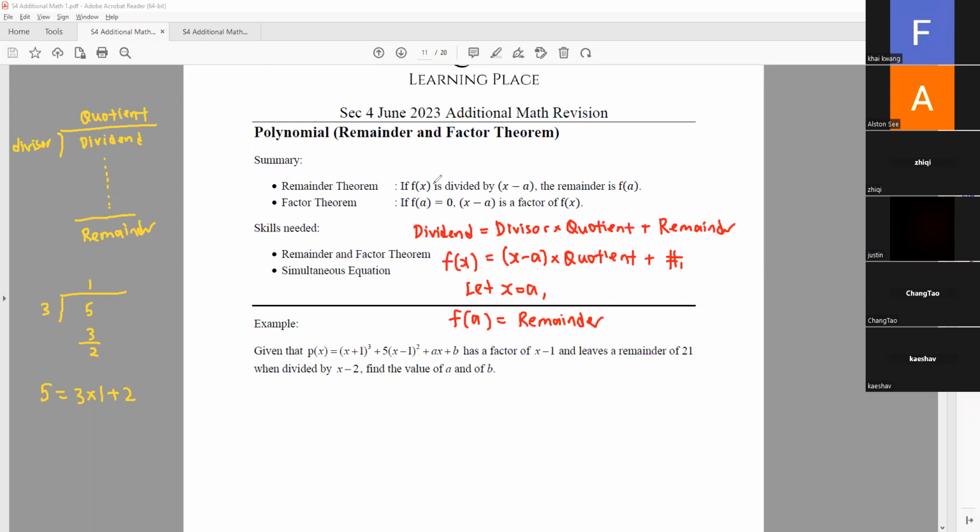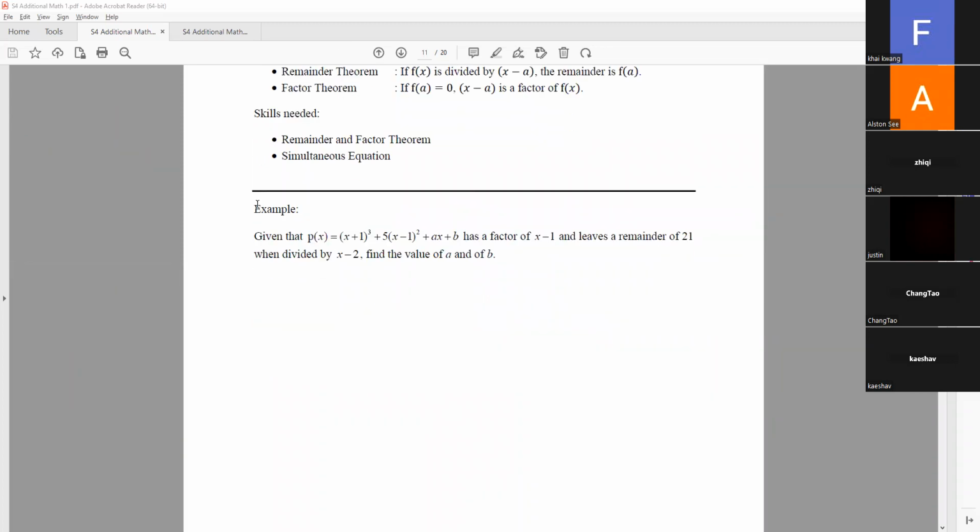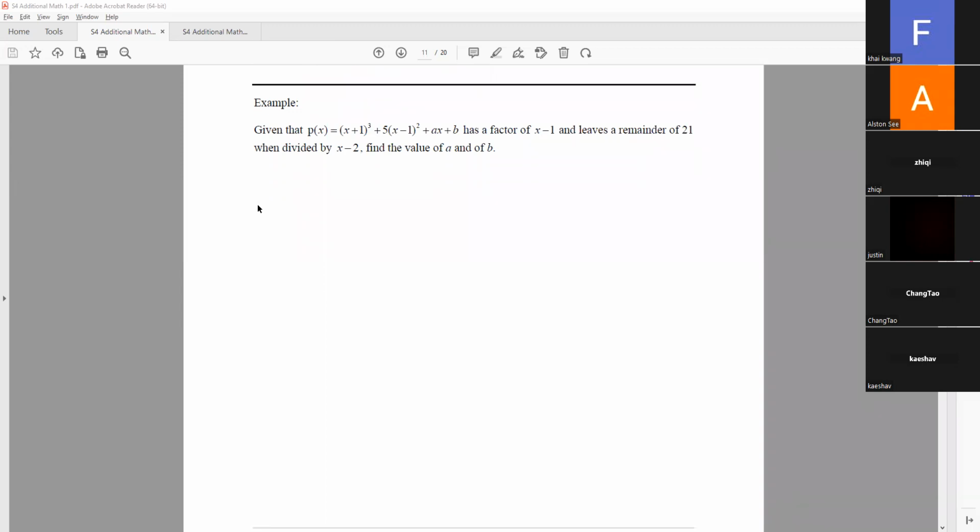Okay, so this is how remainder theorem comes about. If you really don't know how to do all this, what this divide by that, this is the basis that you start from. You start from this, you can solve any polynomial question. Remainder theorem and factor theorem are just some shortcuts. Okay, so let's take a look at some examples. Given that p(x) is this, has a factor of this, and a remainder of this when divided by this, find the value of a and b.